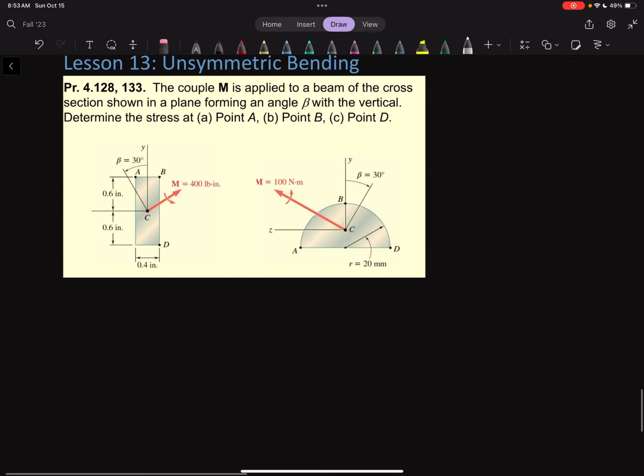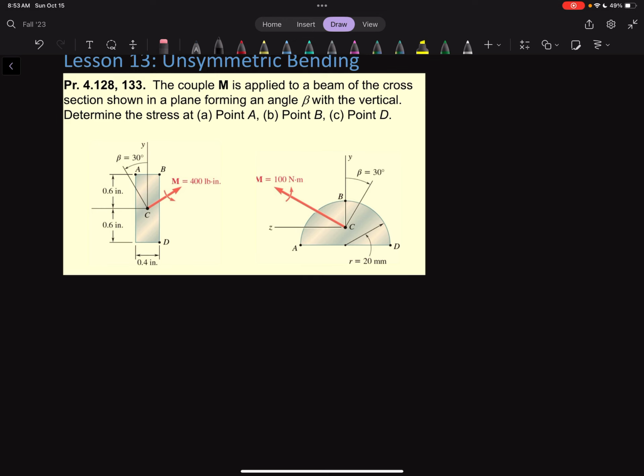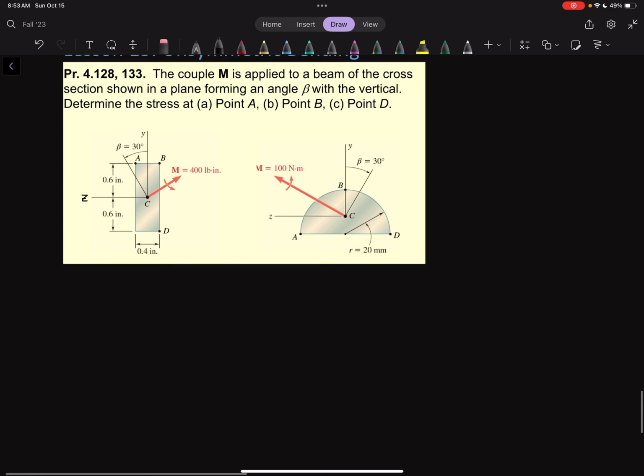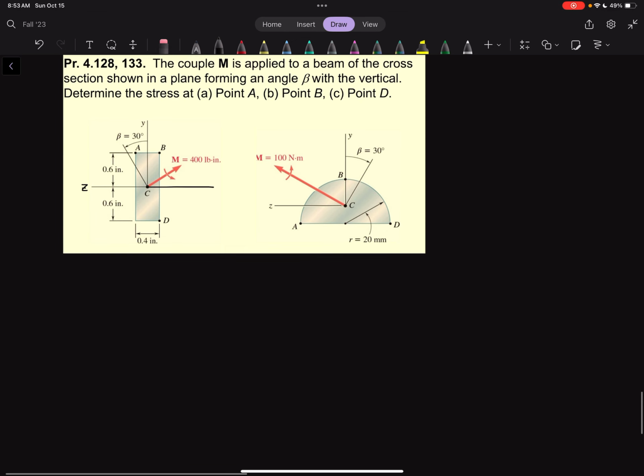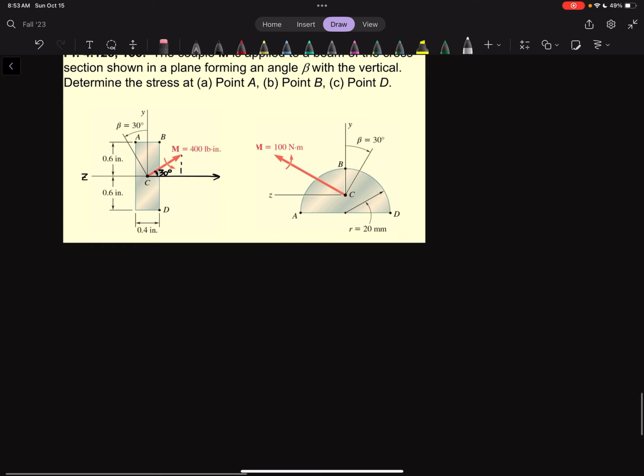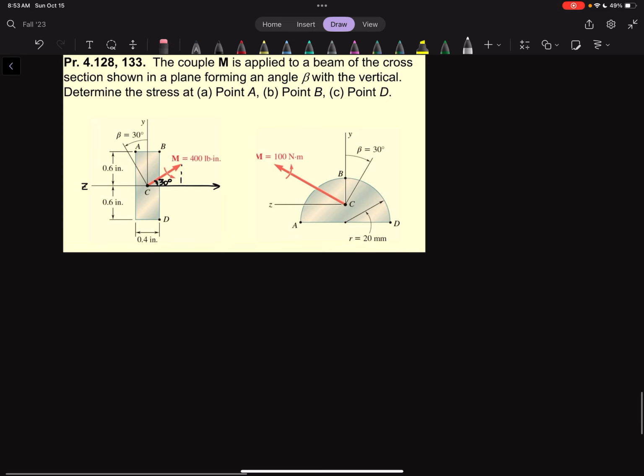Okay, so they already told us a Y, so let's say this is my positive Z direction, so that my X is pointing out, as usual, and we want to basically decompose this. We want to know this angle right here, which is 30 degrees. Okay, so what's the first thing we want to do? Well, this is a case of unsymmetric bending.